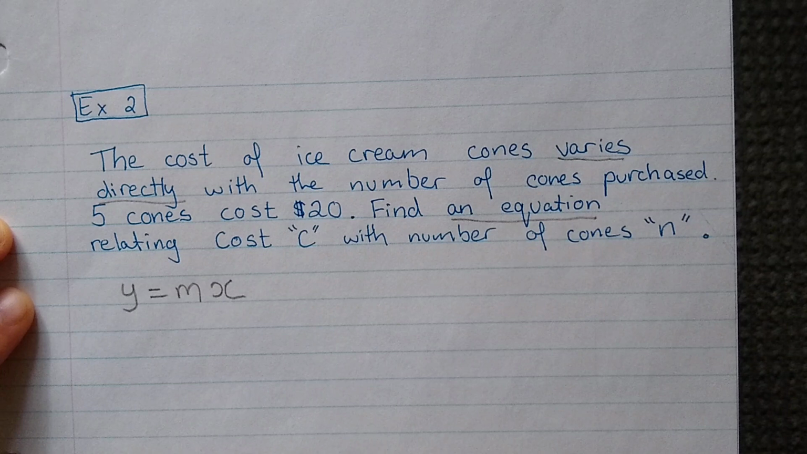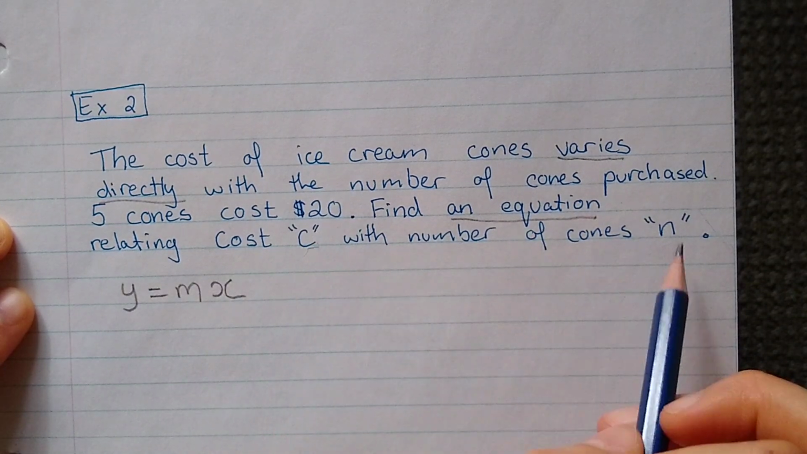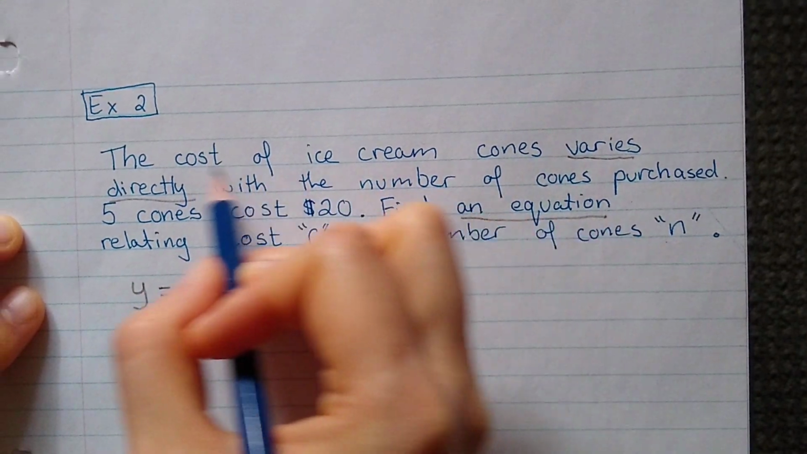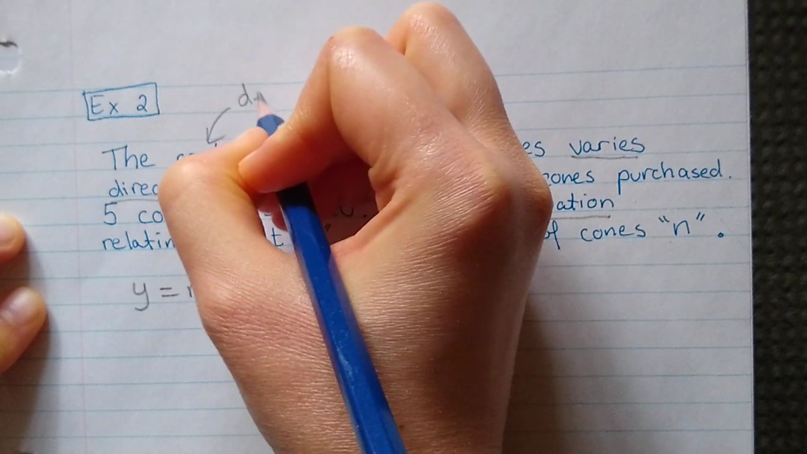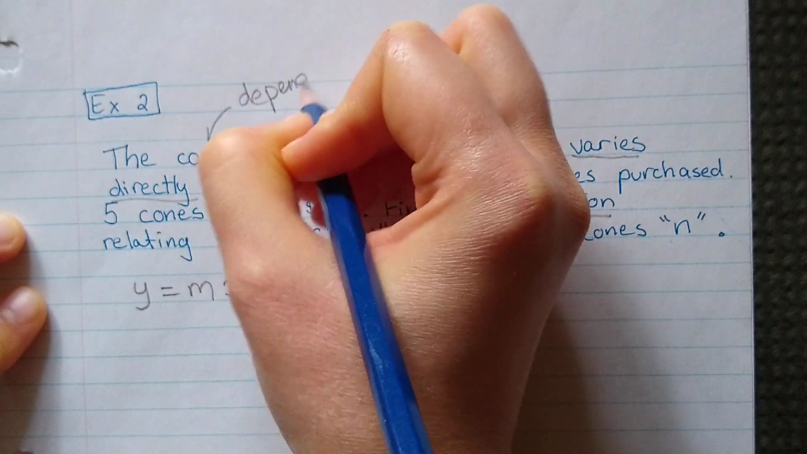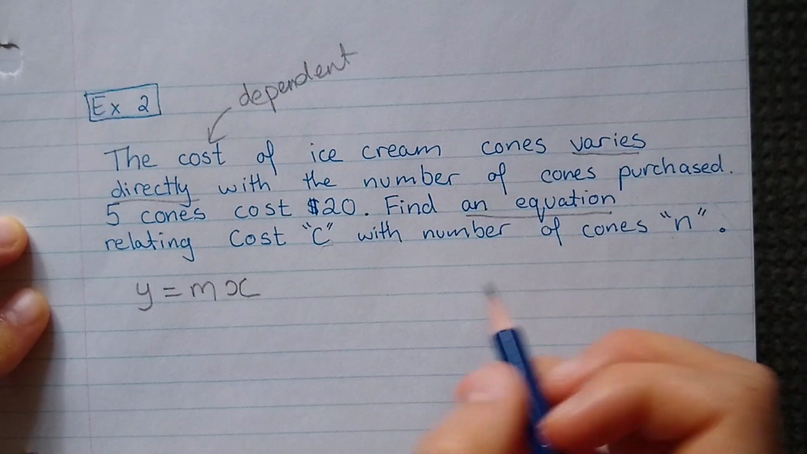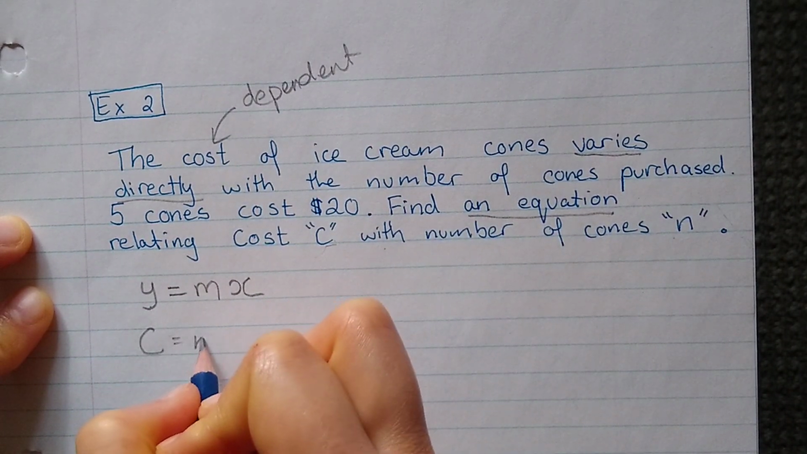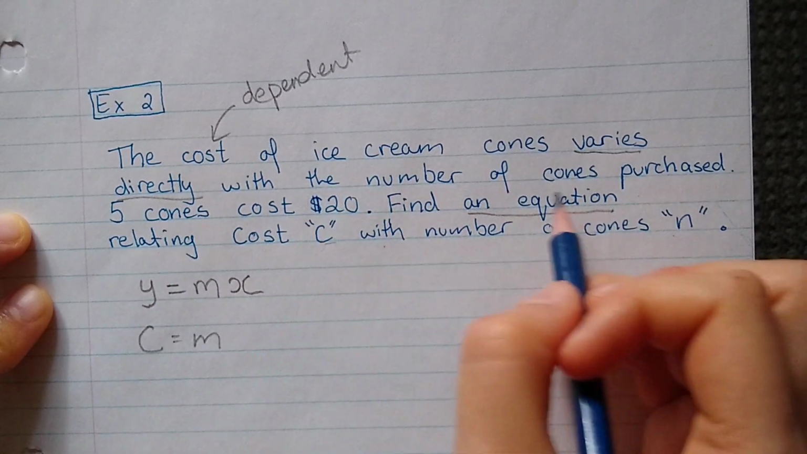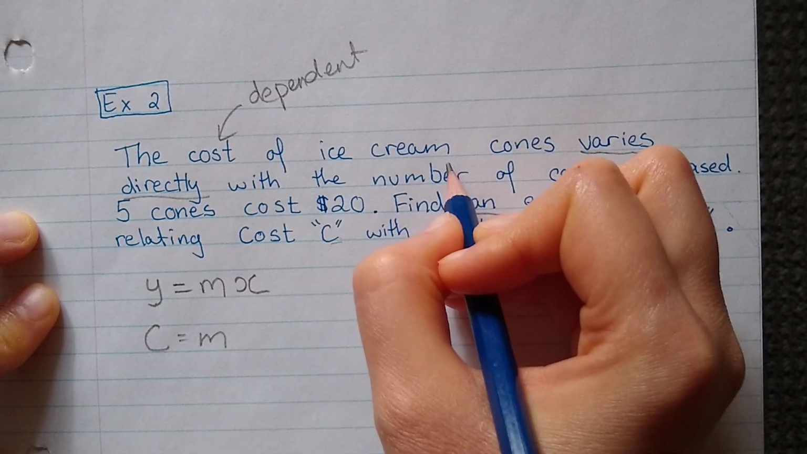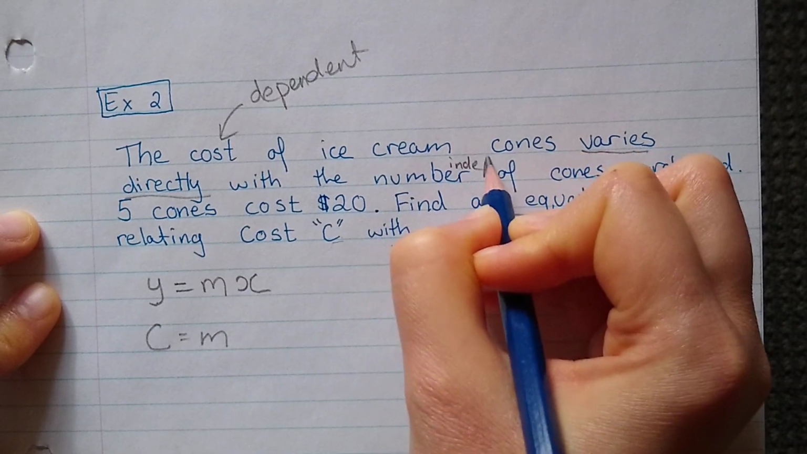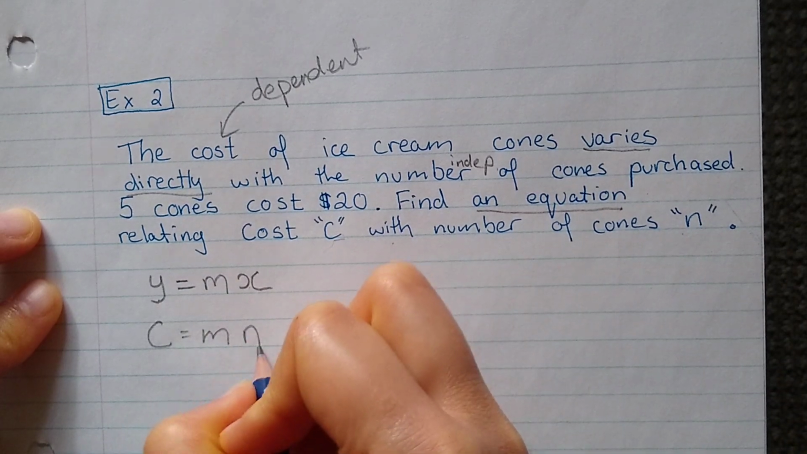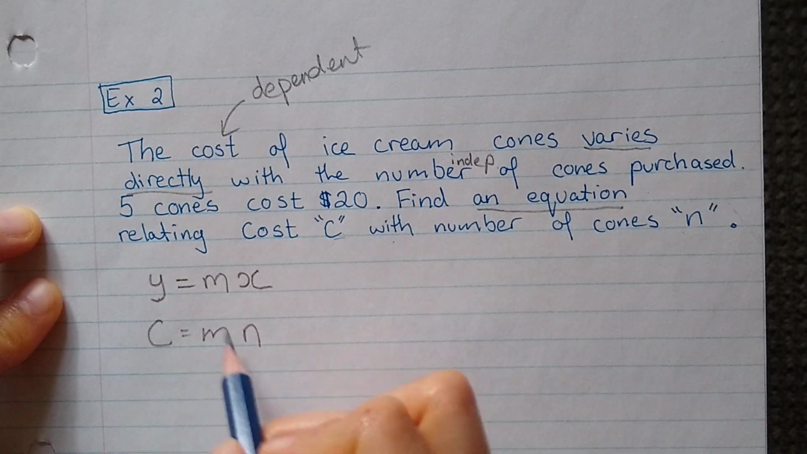Now in this case, it's interesting, they've asked to use c and n instead of y and x. So cost of ice cream is at the beginning of the sentence, so that's going to be dependent, which means it's sort of like the y value, but cost, they've asked us to use c. So instead of y, we'll put c here. And then at the end of the sentence, we have the number of cones. So that's going to be your independent variable. So that's like your x value. So instead of x, number of cones is going to be n. So we're creating an equation that looks like this.